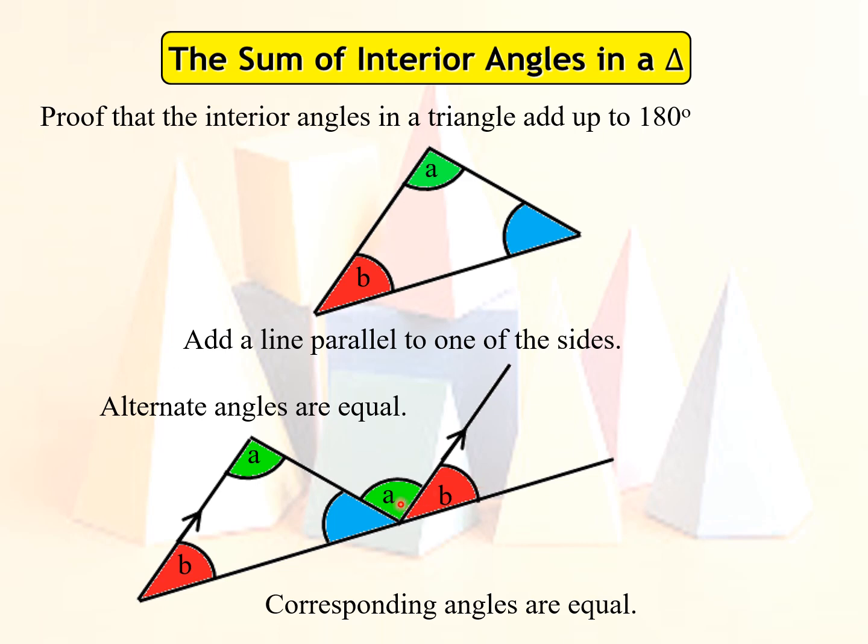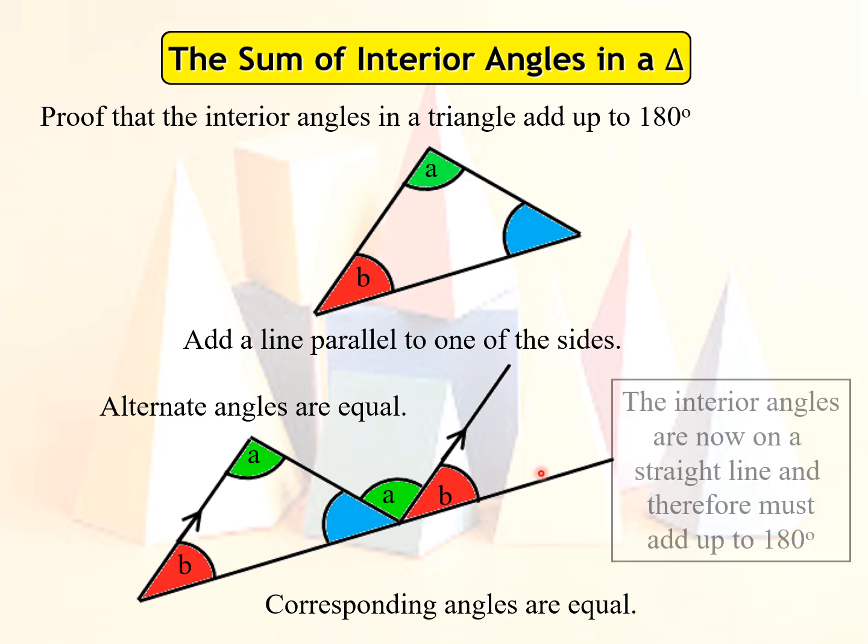As you can see, if we add the angle shaded by blue, and then angles A and B, it is equal to 180 degrees because they form a line. And we all know that if it's a straight line, it adds up to 180 degrees. So therefore, we can conclude that the interior angles are now on a straight line and therefore must add up to 180 degrees. This is the proof that the interior angles in a triangle add up to 180 degrees.